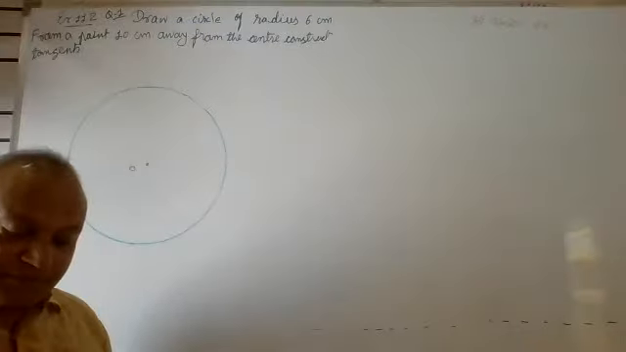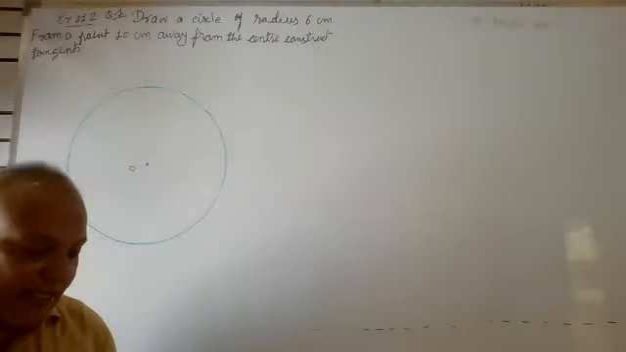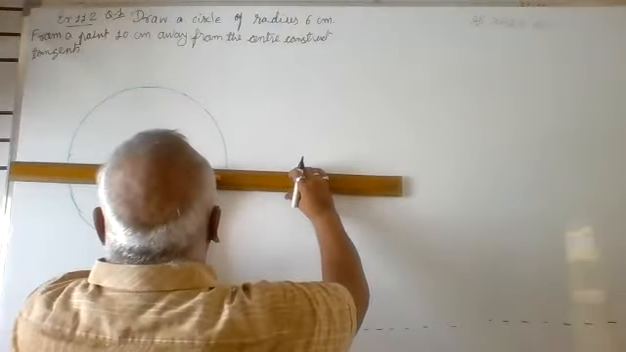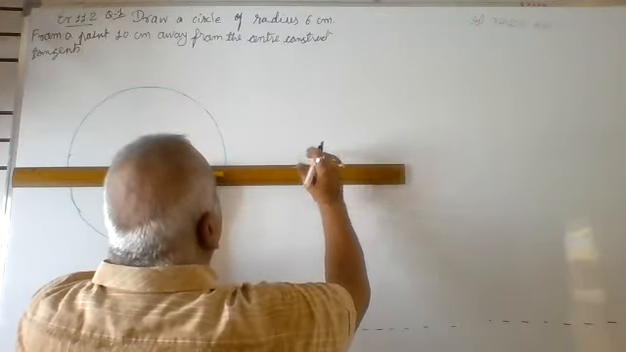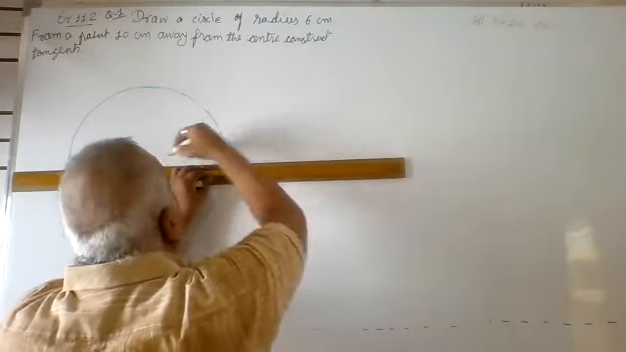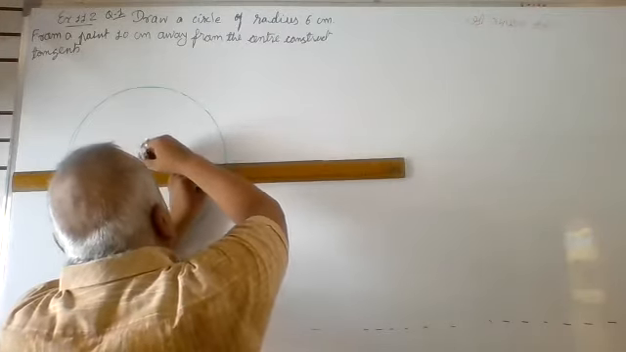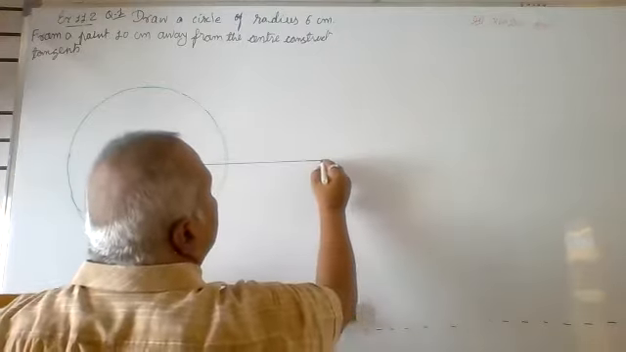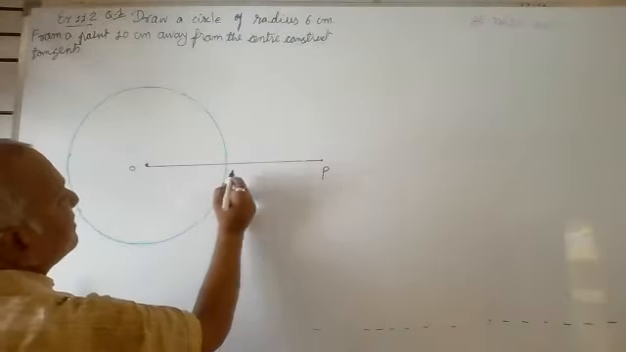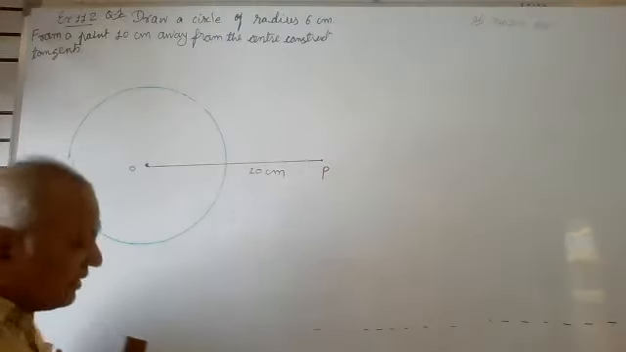Now from O, we are given the distance of a point, 10 centimeter. So with the help of the scale, we have to get a point away from the center. It is 10 centimeter, so here I will mark a point at 10 centimeter distance. From that point we draw a line; it is P. So friends, OP is given as 10 centimeters.